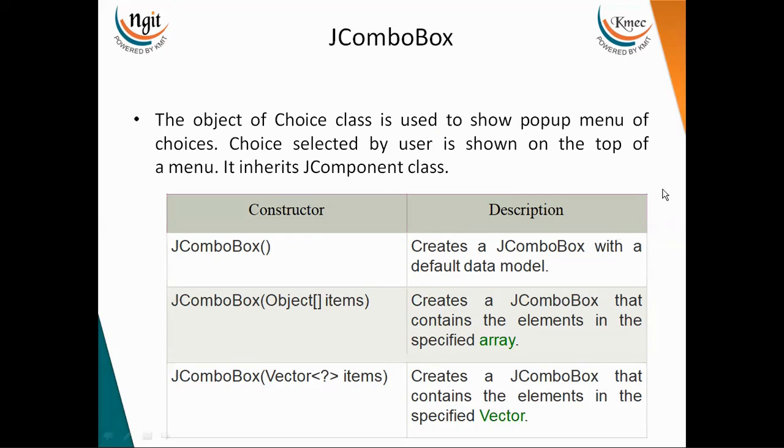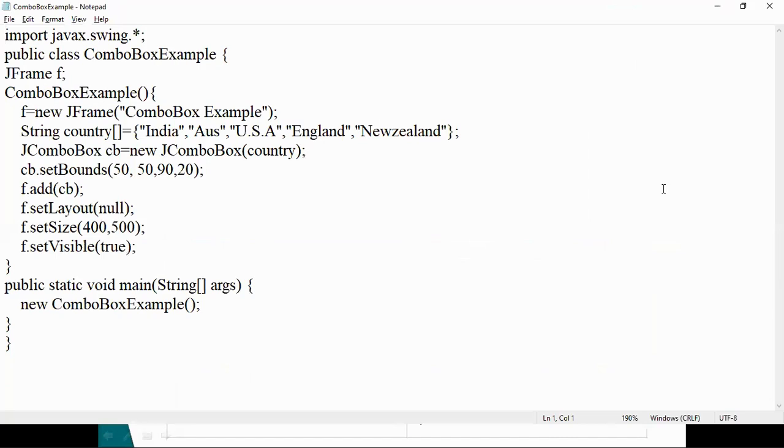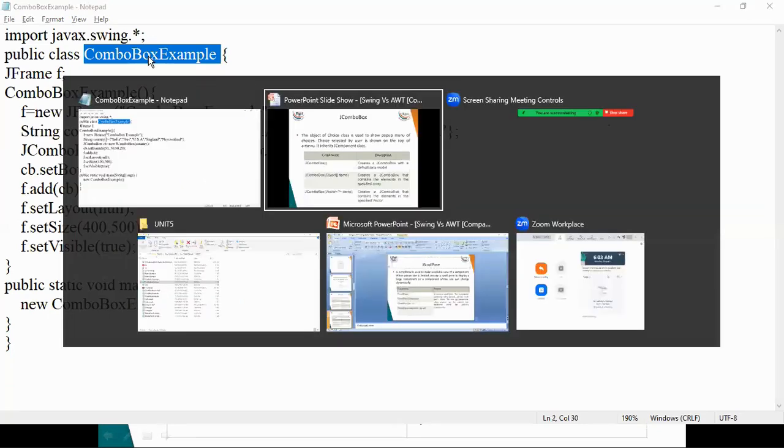Now we'll see the example for this. So this is the example for the combo box. First, if you want to get the picture, you can compile and see the output first so that you can understand the code very easily. I will run it.